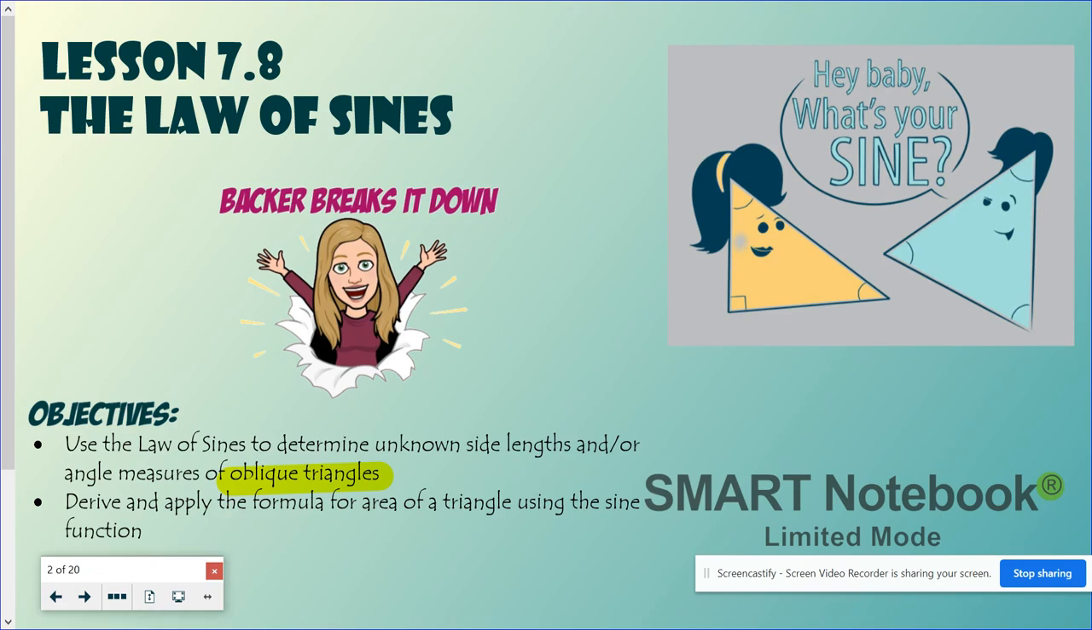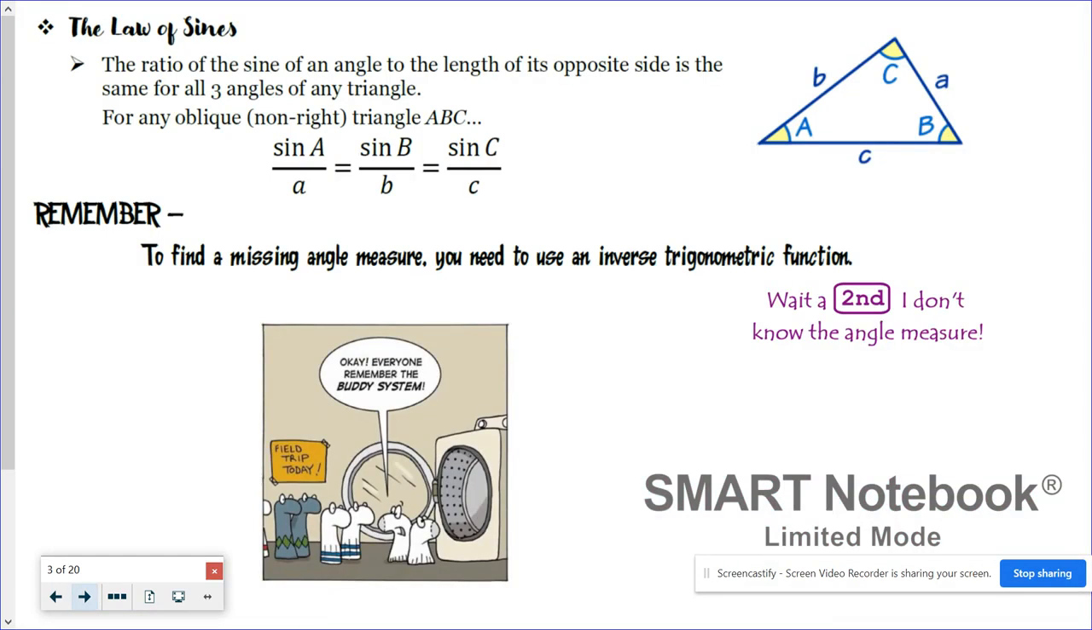Okay. So the law of sines states that the ratio of the sine of an angle to the length of its opposite side is the same for all three angles of any triangle. So this right here, sine of angle A divided by side A, that's the ratio of the sine of angle A to the length of its opposite side, which is side A.